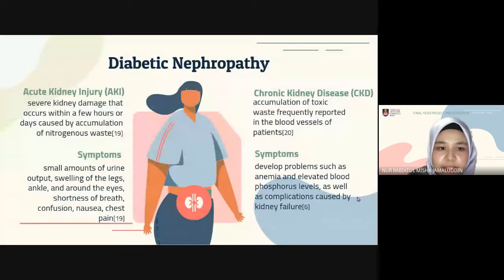In stage 1, small amounts of urine output and swelling of the legs, ankles, and around the eyes can be observed. Chronic kidney disease involves an accumulation of toxic waste frequently reported in the blood vessels of patients. They can develop problems such as anemia and elevated blood phosphorus levels, as well as complications caused by kidney failure.